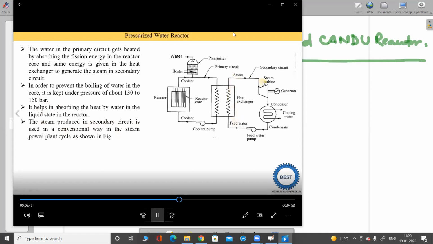Then the rest of the circuit is the same as a conventional steam power plant, that is, a Rankine cycle.